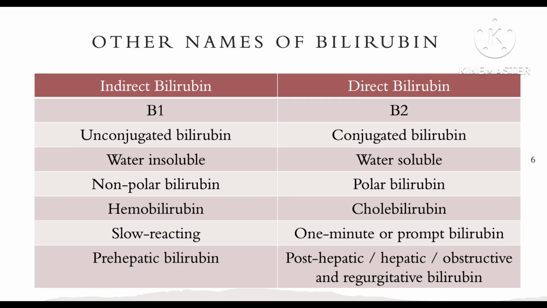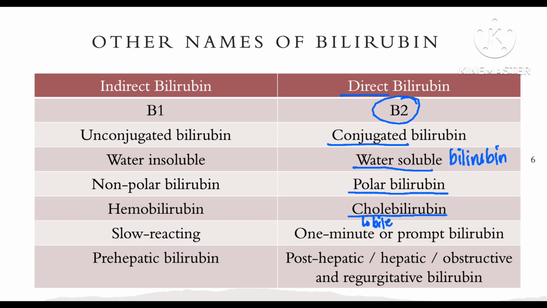Let's now proceed to B2, or the direct or conjugated bilirubin. As discussed earlier, it is water soluble, so it can also be called polar bilirubin. Why do you think it's also called cholebilirubin? Let's break it down, class, so that you can understand. The prefix chole comes from the Greek word chole, meaning bile. And the second part is bilirubin, the yellow pigment produced from the breakdown of heme. So, cholebilirubin literally means bile bilirubin.